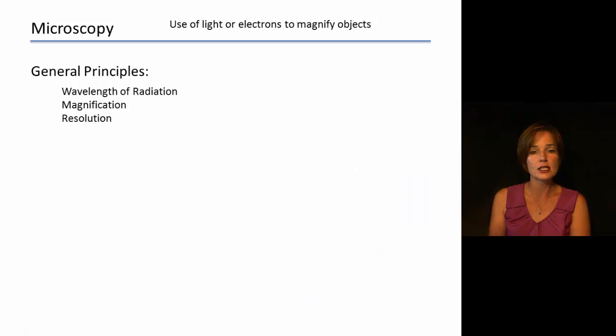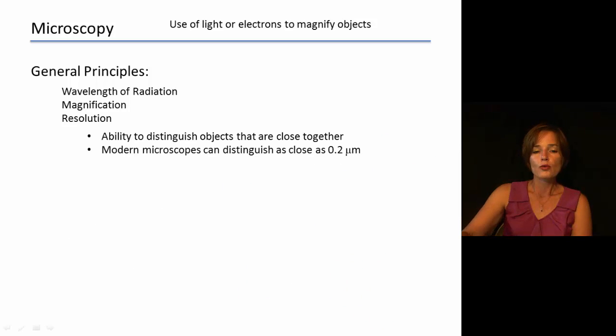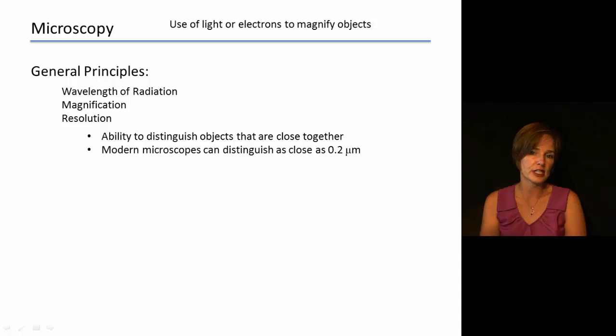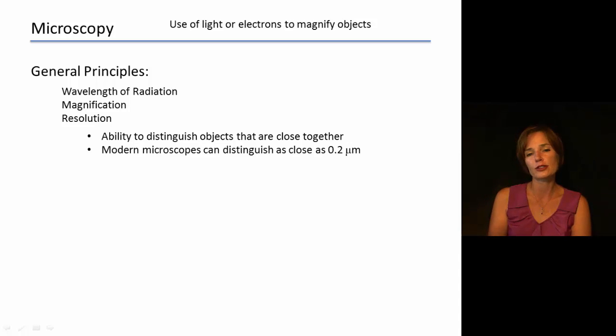Another principle of microscopy is going to be resolution. Resolution is the ability to distinguish objects that are very close together. And modern microscopes, they're able to distinguish things as close as 0.2 microns or 0.2 micrometers. So that's a really small distance that they're able to resolve, and we can then view objects that are very, very tiny.